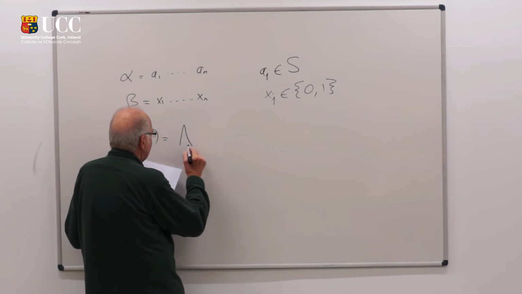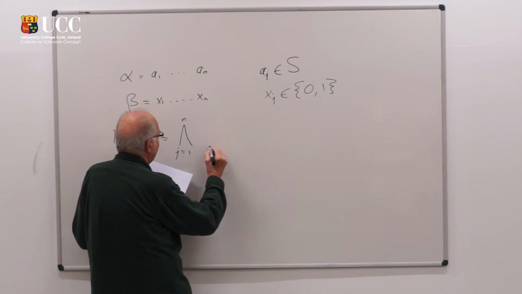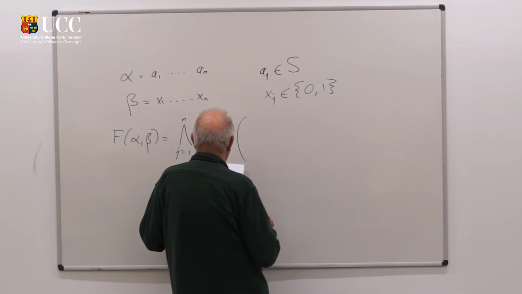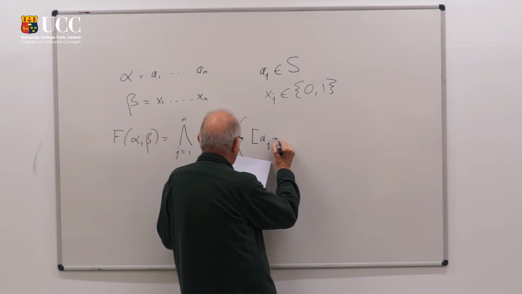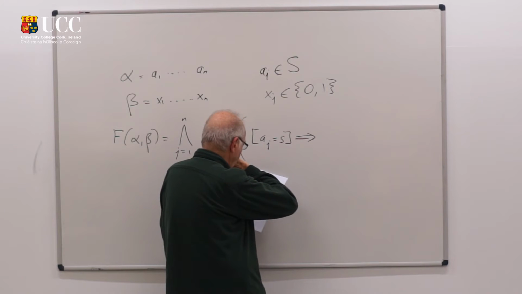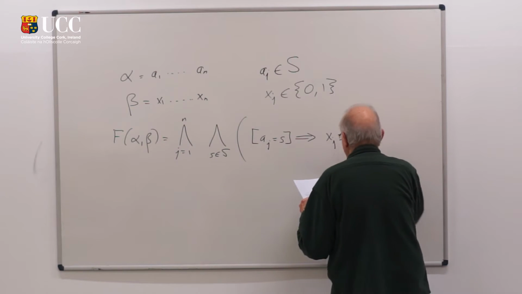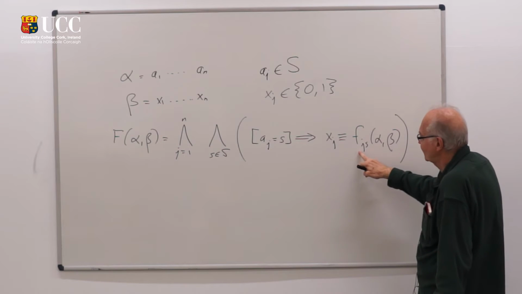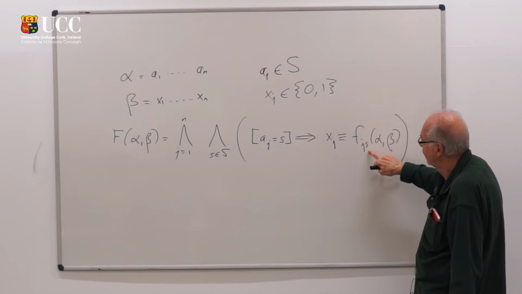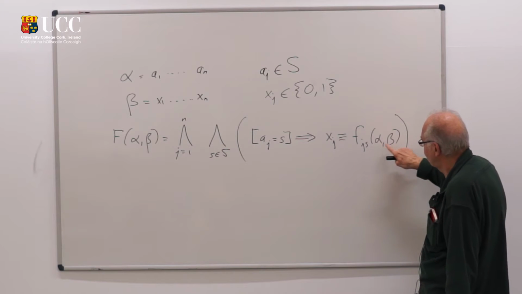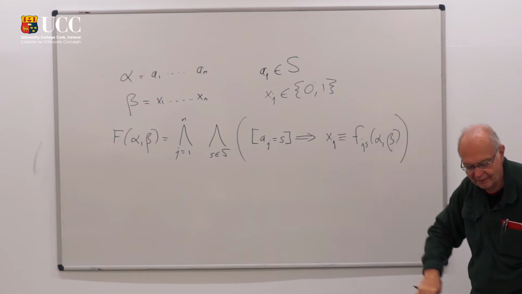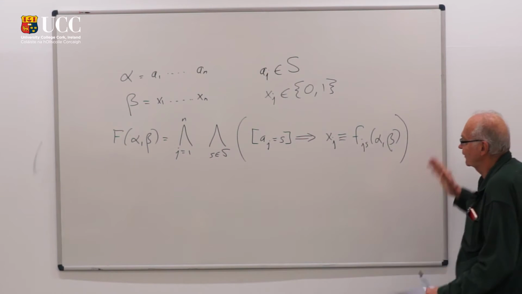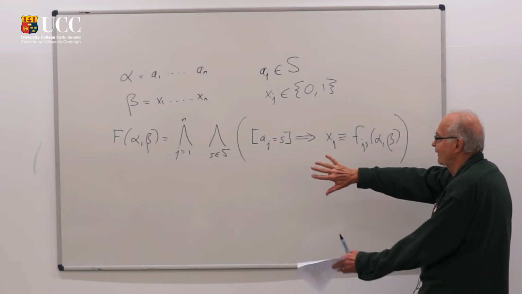Okay, so here we have, and for j equal 1 to n, and for all s in little s, the following thing occurs. If aj is equal to little s, then the variable xj is the same thing as little f sub js of alpha and beta. For every combination of a question and an answer, I have a Boolean function, which I'm going to explain in a minute by giving examples, which represents that part of the exam. So this formula is a whole bunch of things, and.